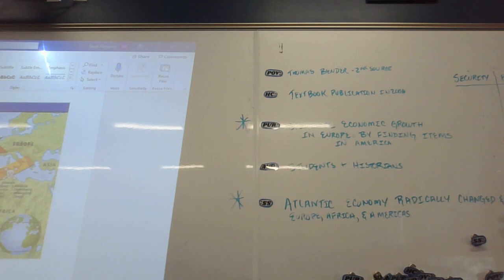I'm going to have this row over here do document 2, and this row do document 3. Okay? The key idea here is I want you to figure out who is the author, and I want you to figure out what is their purpose. What is the author trying to communicate? Can you figure out those two things for me?